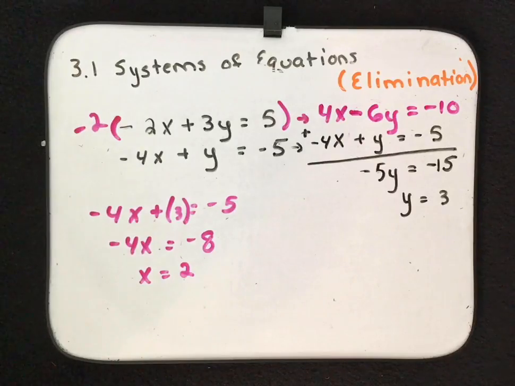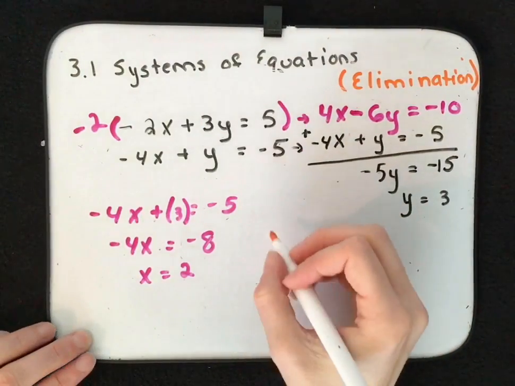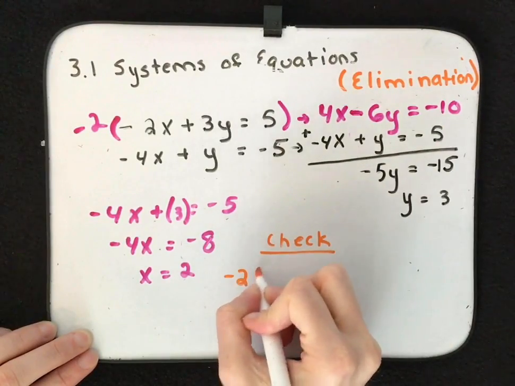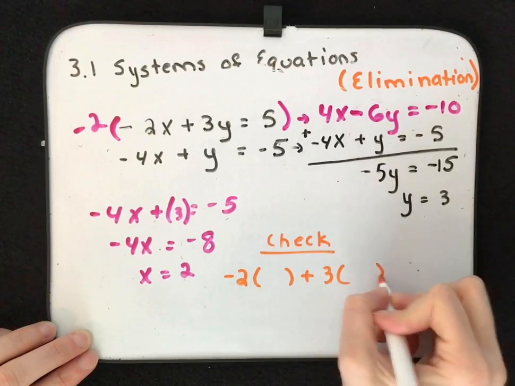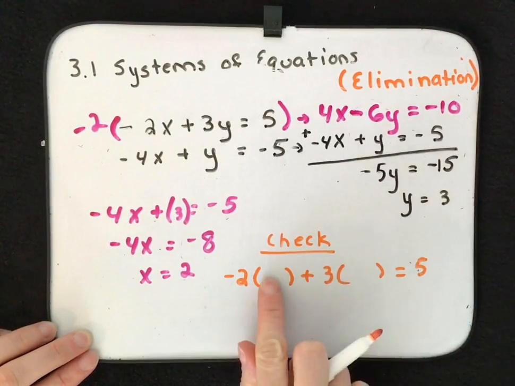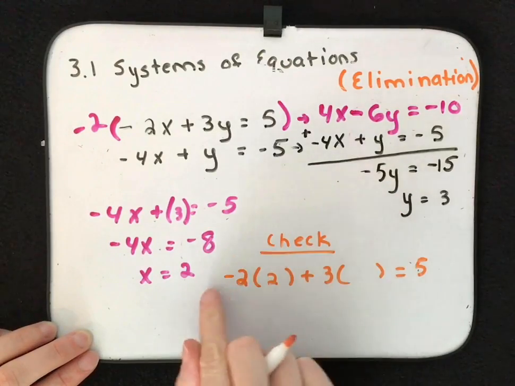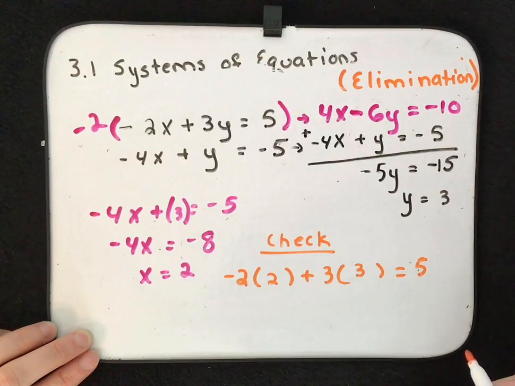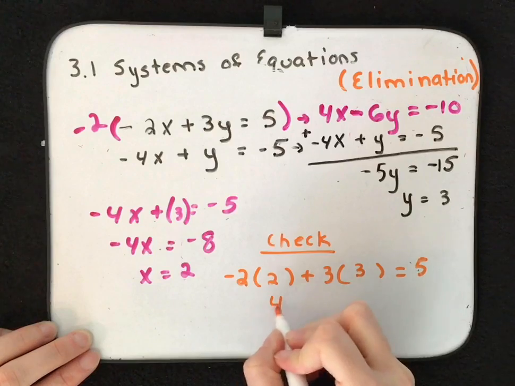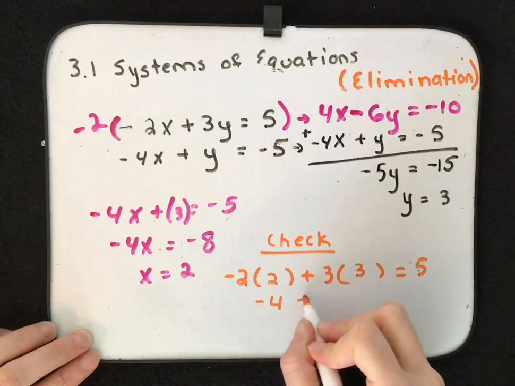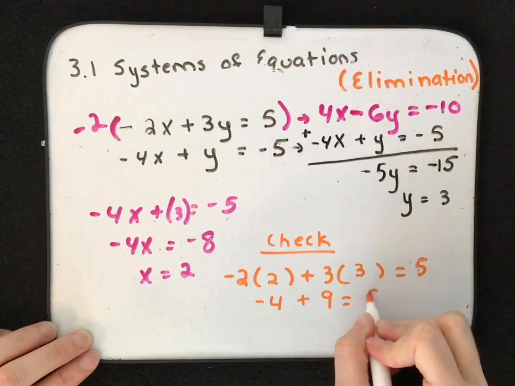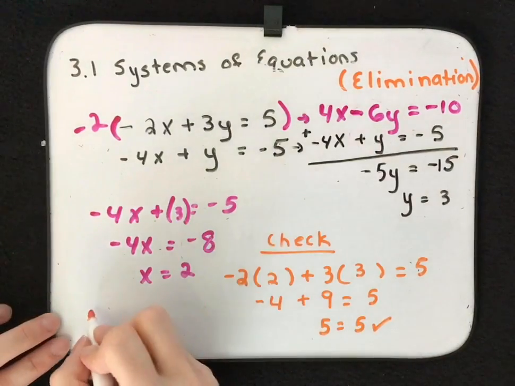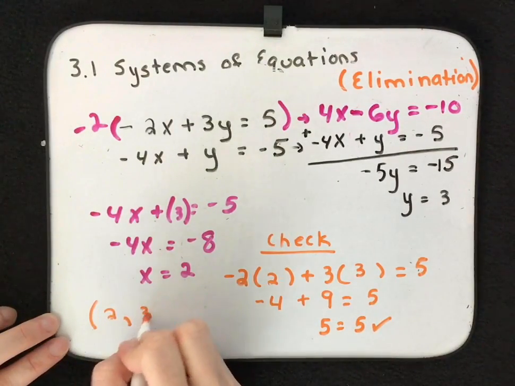We need to check it. Since we used the bottom equation to solve for x, let's check in the top. So we have negative 2, leave our parenthesis, plus 3, leave our parenthesis, equals 5. We think that the x value is 2, so 2 goes in our parenthesis where the x was. We think the y value is 3, so 3 goes in our parenthesis where the y was. Negative 2 times 2 is 4. Negative times a positive is a negative. 3 times 3 is 9. Negative 4 plus 9 is 5, so 5 equals 5. We got it. That means our solution of 2, 3 is right.